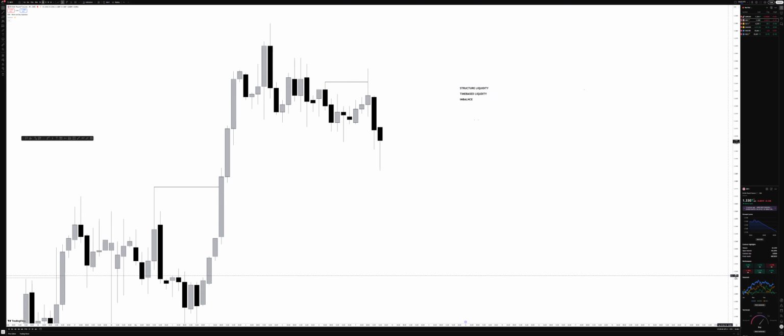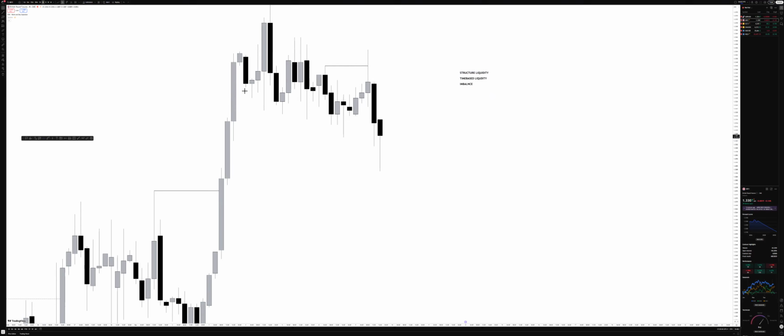But the point I'm trying to make is this high right here was a substructure high, and you could see price came, used that high as well, which is a liquidity area, and price sold. Now, this is where it gets interesting. If you look at this high, this high was what? Previous daily high. Let's go to the daily time frame and let me show you guys.